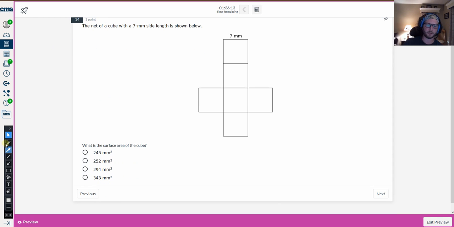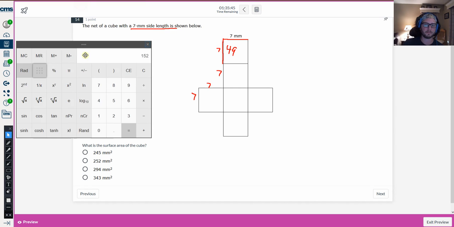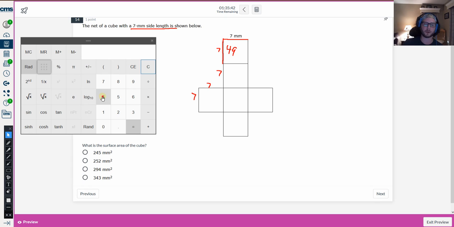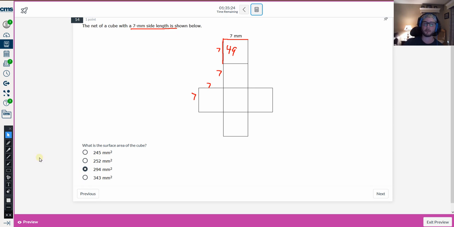For number 14, yet another cube. This cube mentions it has side lengths that are 7 millimeters for each side. That means all of these sides are 7. Okay? And what that also means is that the area for each one of these squares is going to be 7 times 7, which is 49 for all of those squares. So for number 14, we have 7 times 7, which is 49, and we would add 49 6 times. Or I'm going to take a shortcut and just multiply it by 6, since there would be 6 of them. And that gives us 294 millimeters squared for number 14.